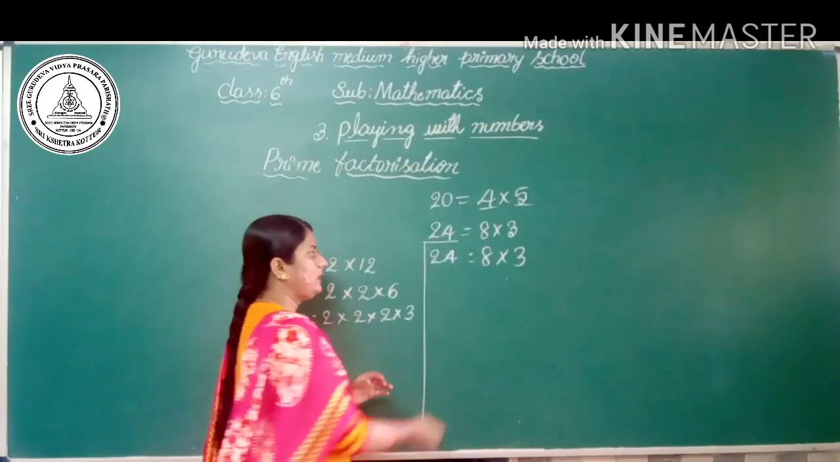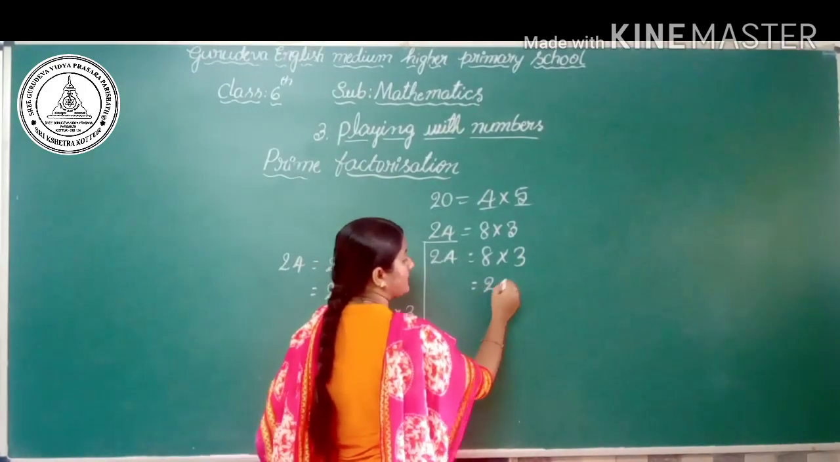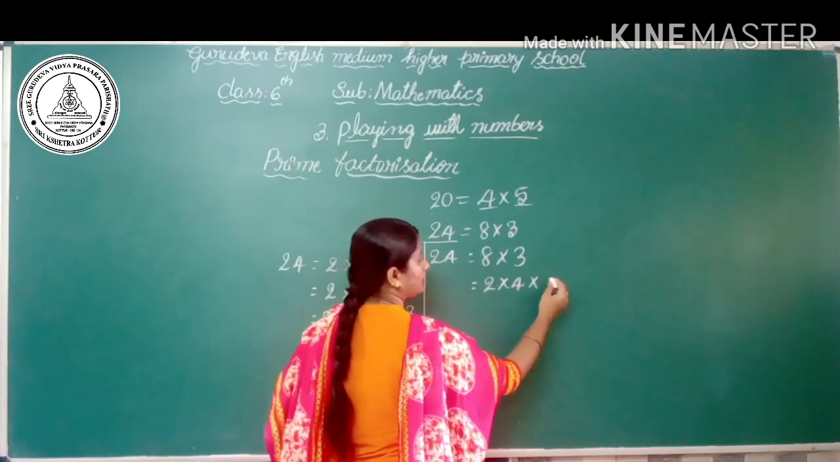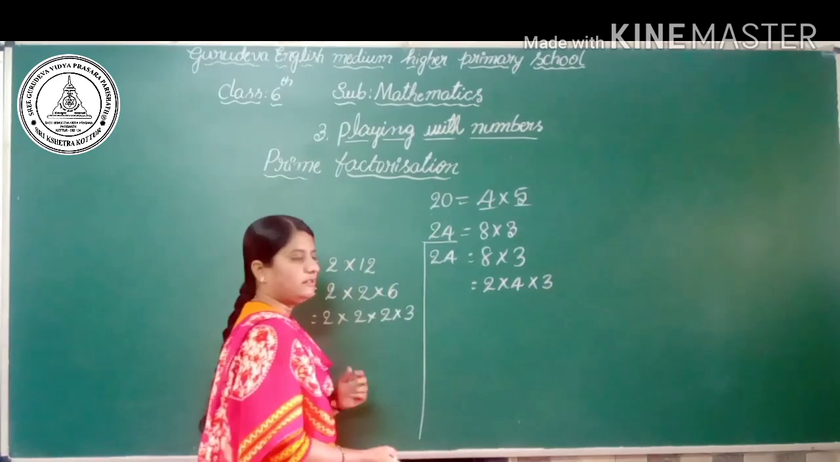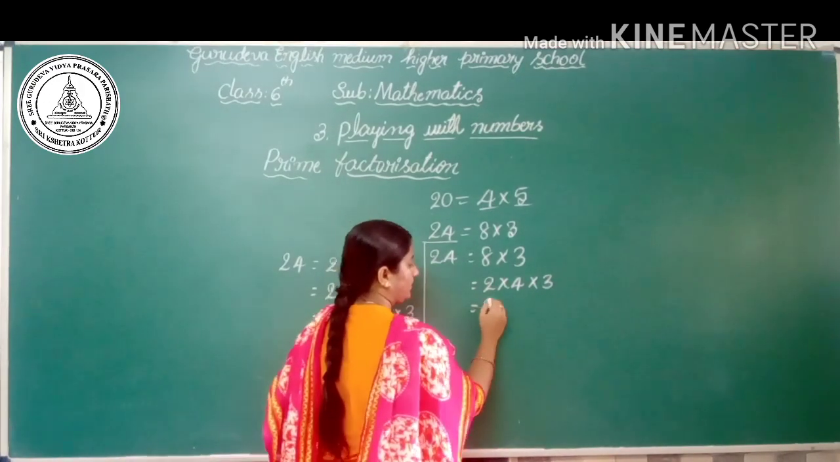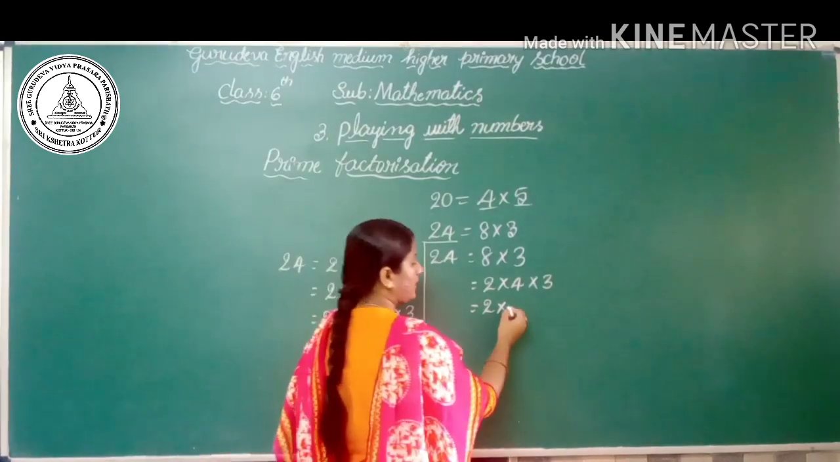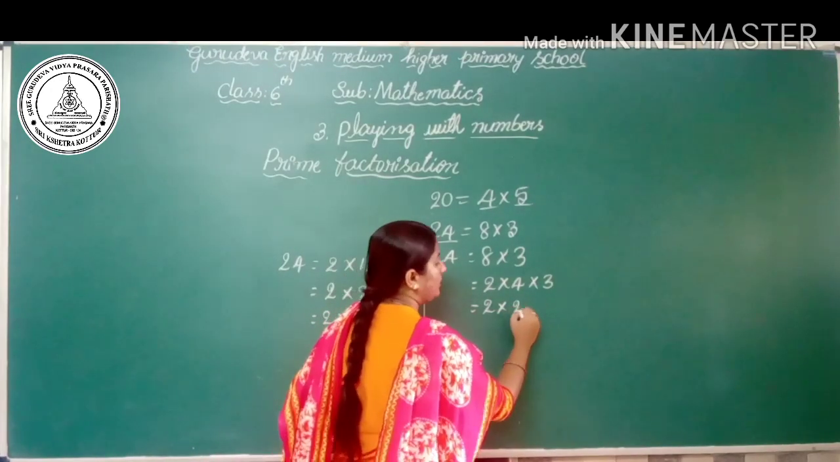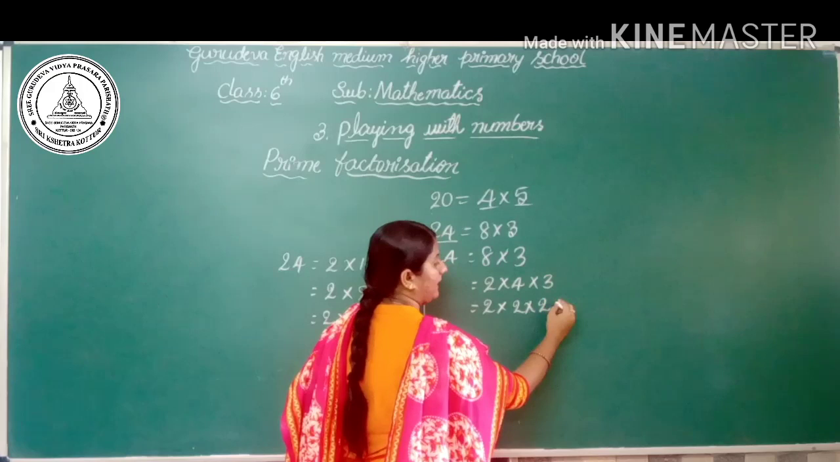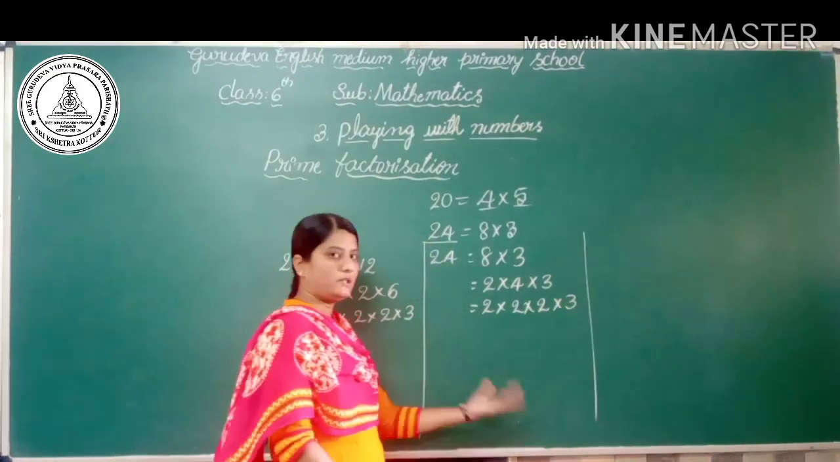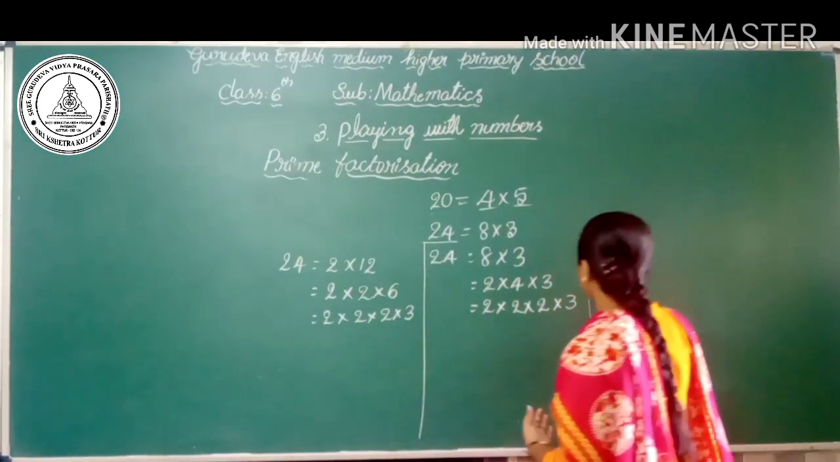In other forms, that is 24 is equal to 8 times 3, 24. So 8 can be written as 2 times 4, 8. Then write the 3 as it is. Then which is equal to 2 into 4, and 4 also we can write as the product of its factors, that is 2 times 2, 4, and then into 3. Okay. Similarly, 24.